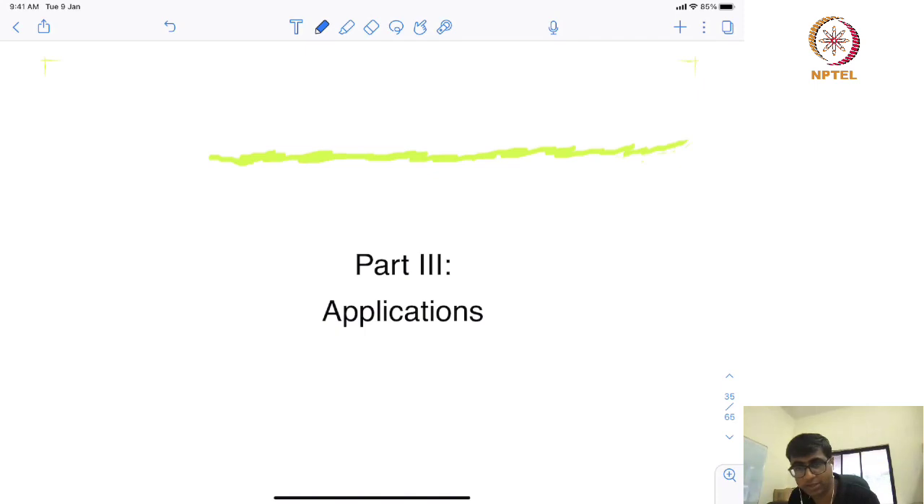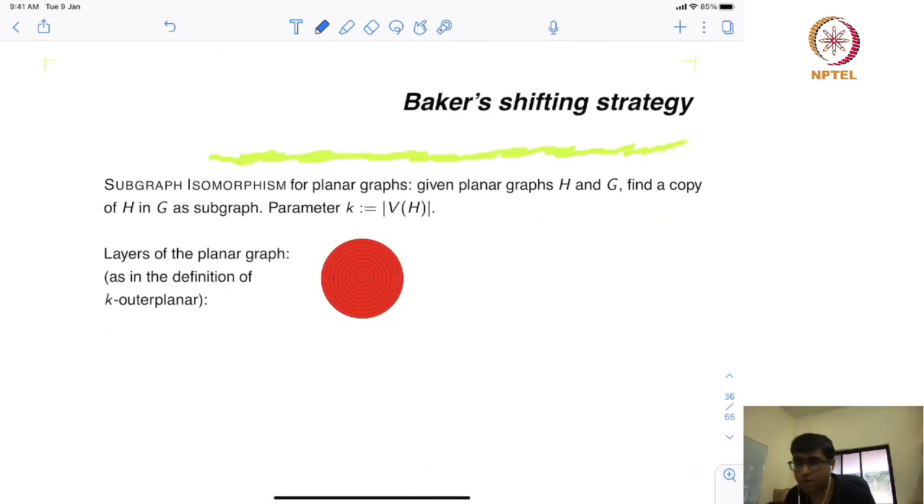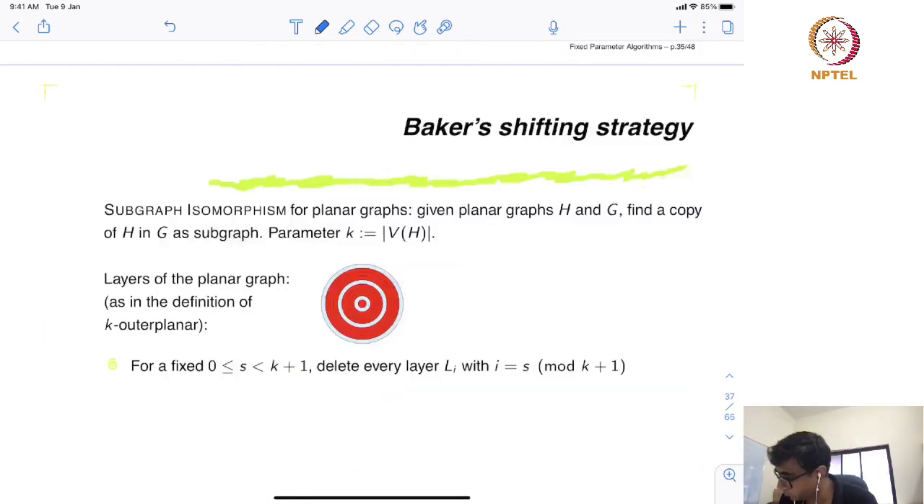So, look at some of the applications we have. Now let us try to prove that subgraph isomorphism is tractable for planar graphs. You are given graphs H and G and the parameter is k. Look at the layers of the planar graph as in the definition of k outer planar.